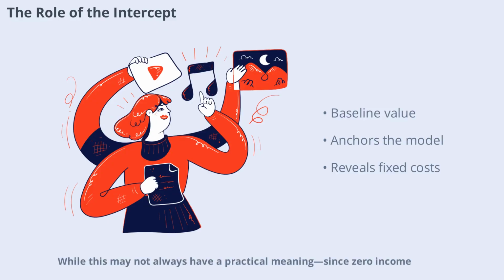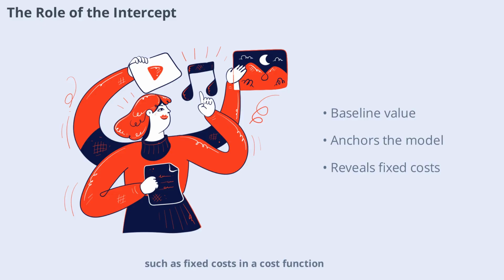While this may not always have a practical meaning, since zero income, for example, is rare, it provides a baseline for the model. The intercept helps anchor the line and ensures that the model fits the data as closely as possible. In some cases, the intercept can reveal important insights, such as fixed costs in a cost function.